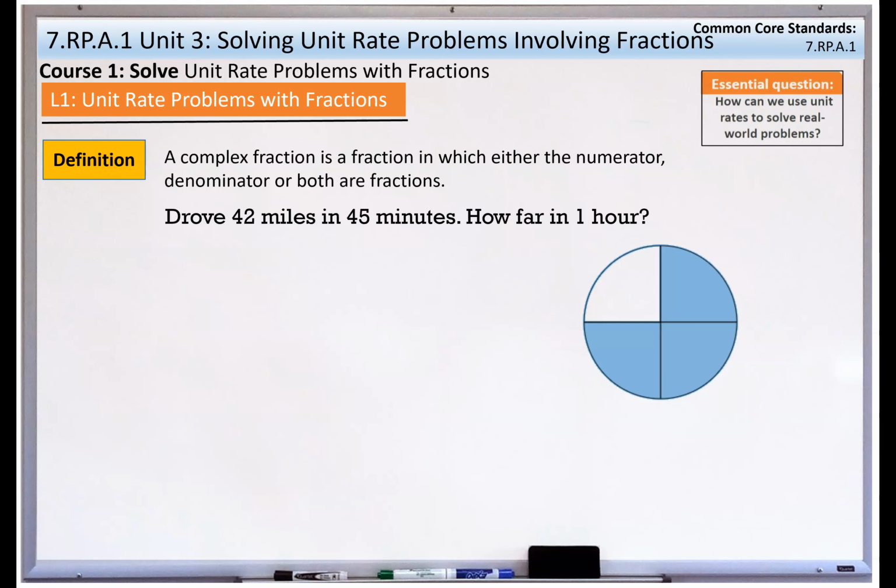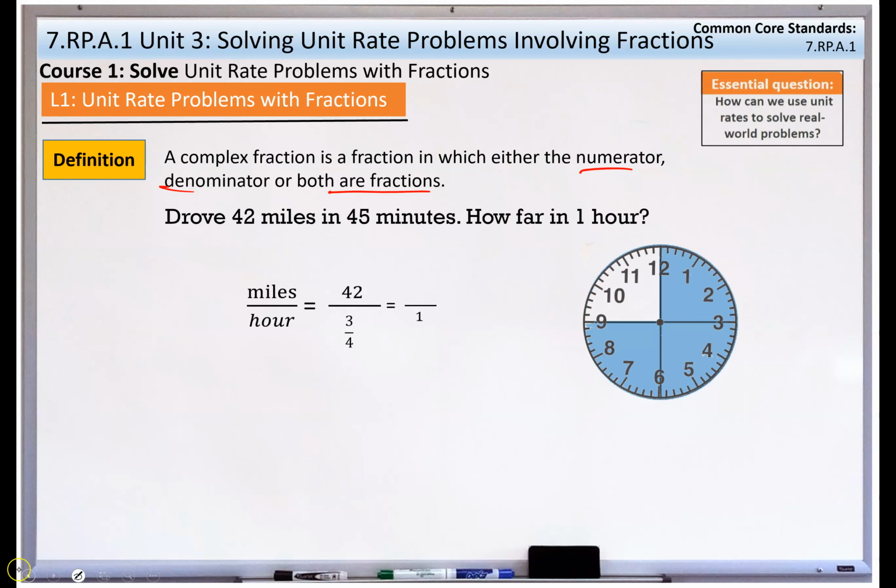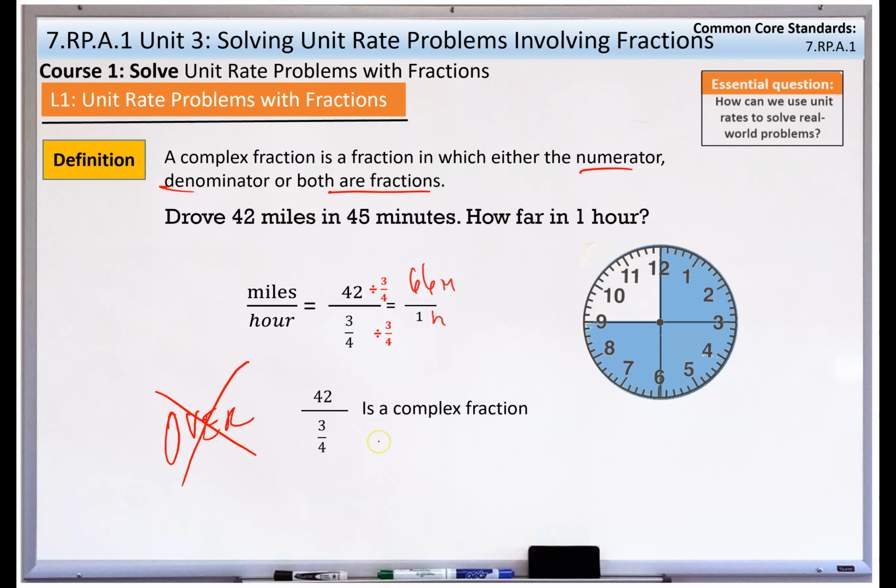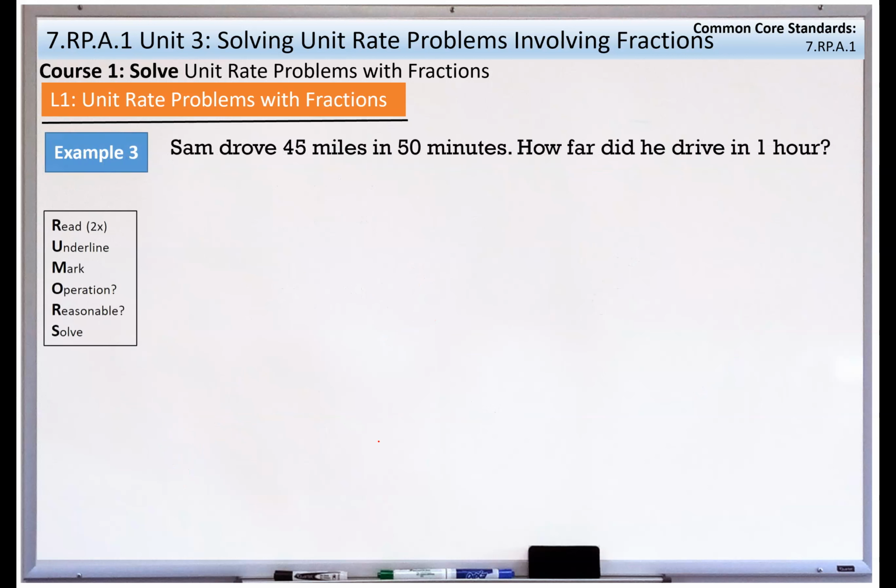A complex fraction is a fraction in which either the numerator, denominator, or both are fractions. So again, 42 miles in 45 minutes. Our scale factor is 3/4, 66 miles an hour. 42 divided by 3/4, or 42 to 3/4, is a complex fraction. Please don't say 42 over 3/4. Doesn't really have any mathematical meaning.